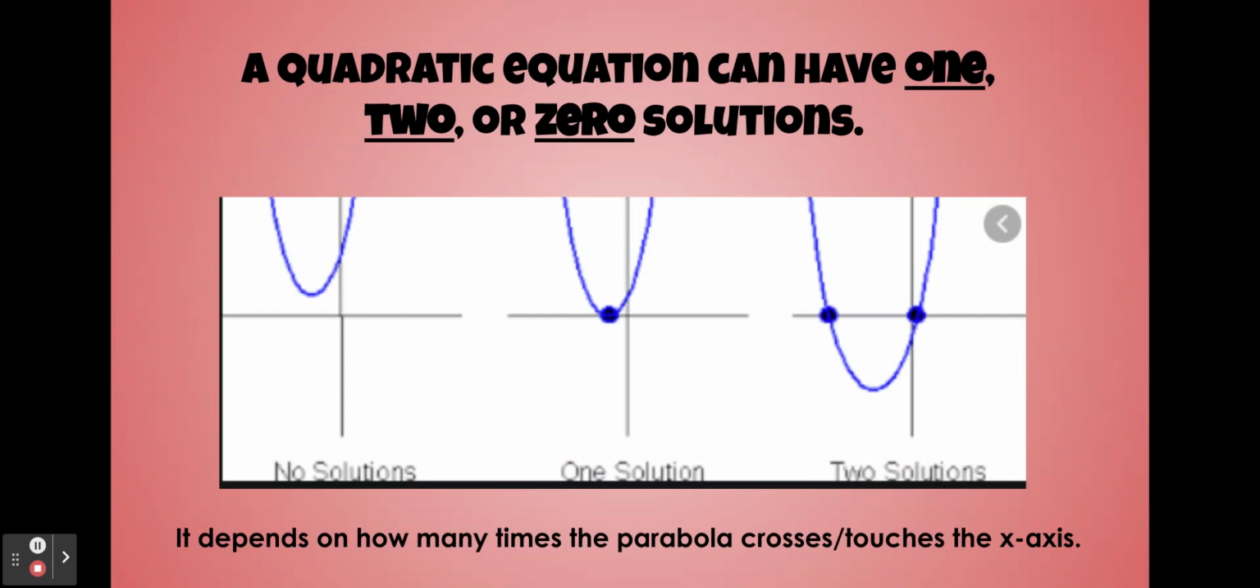A quadratic equation can have 1, 2, or 0 solutions. When you graph a quadratic, if it does not cross the x-axis at any spot, it would have no solutions. If it only touches in one spot, it's going to have 1 solution, and if it crosses the x-axis in 2 spots, it will have 2 solutions.